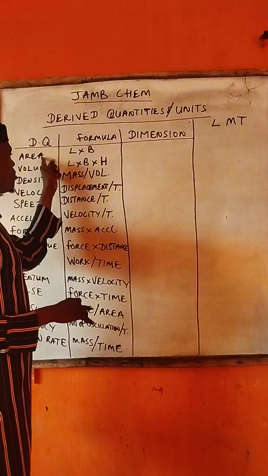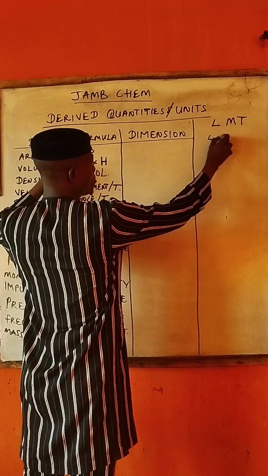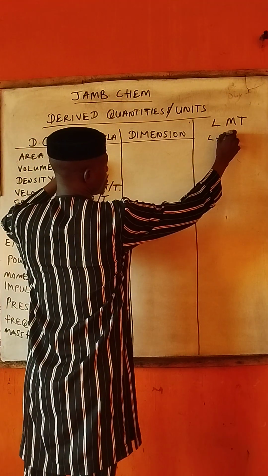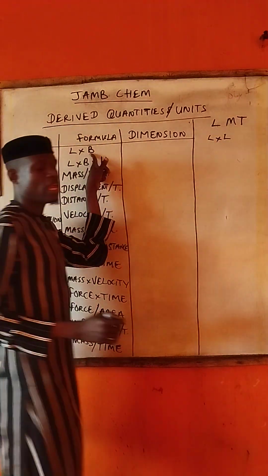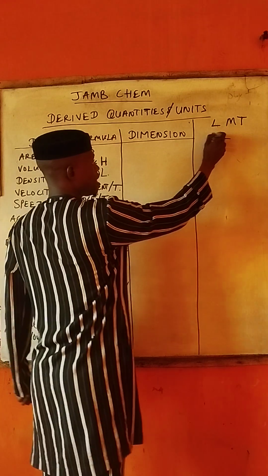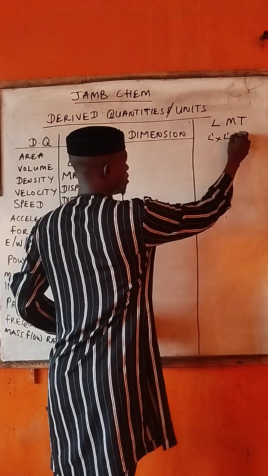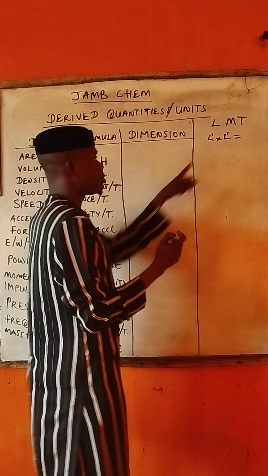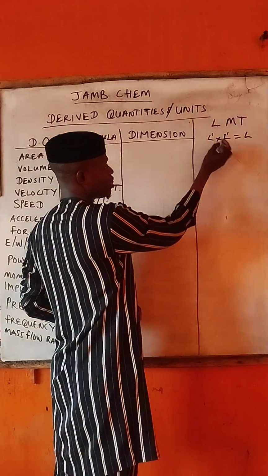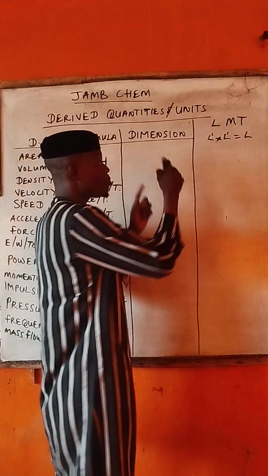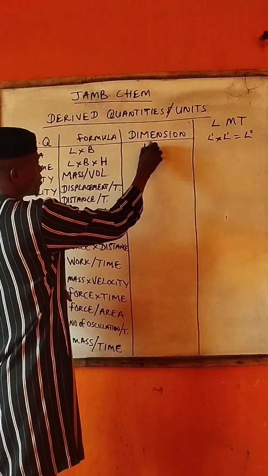Now, we have the area, length multiplied by the breadth. The dimension for breadth is also length, L. So now we have L here, L here. Remember the indices, L multiplied by L is L squared. Since L is common, you pick one L, so we have one here, one here, and these we change to plus. So 1 plus 1 is 2. That is L squared. So the dimension for area is L squared.